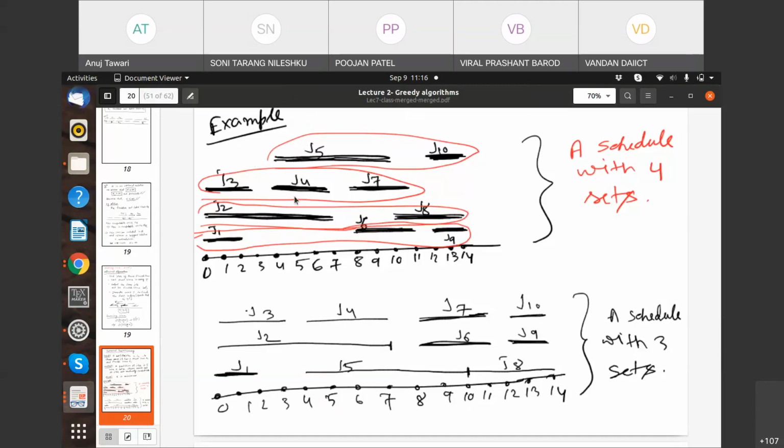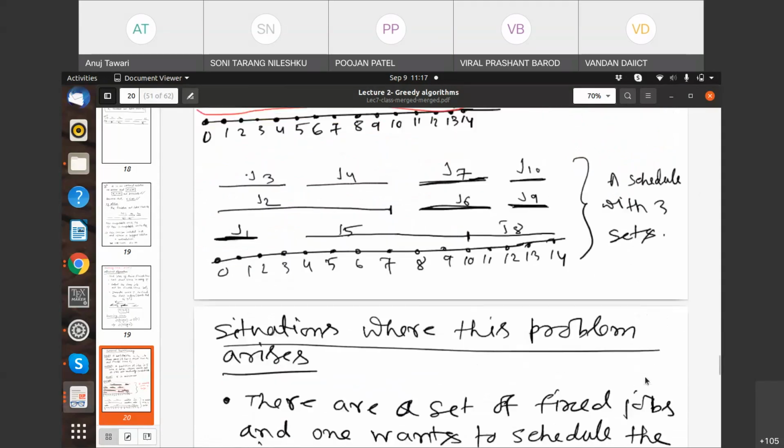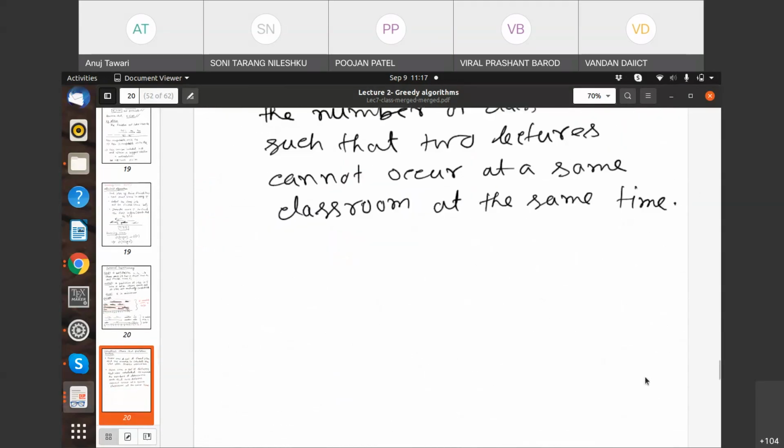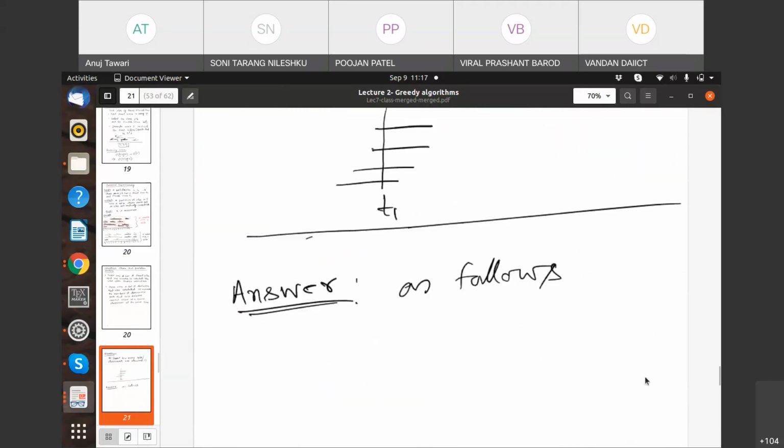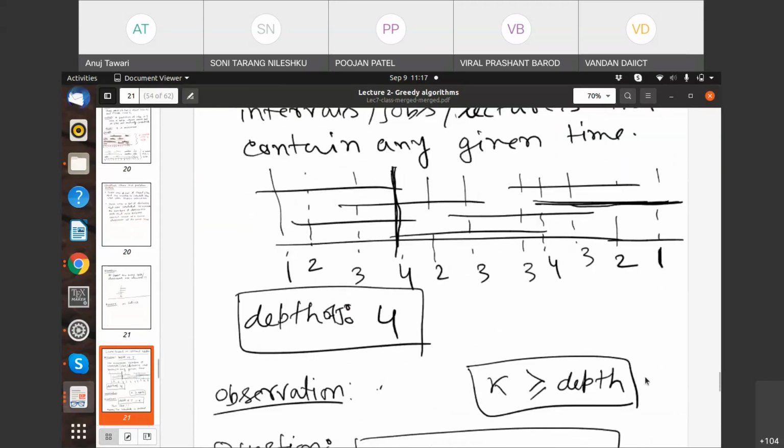One is that we look at the maximum number of intersections at some point. Here there are 3. Okay, you can verify that. And the next thing is we want to give an algorithm for constructing this schedule with 3 sets. These are the applications of this, and at least how many classes we need. So we will look at the maximum number of intersections here, and that is what we call the depth of J.